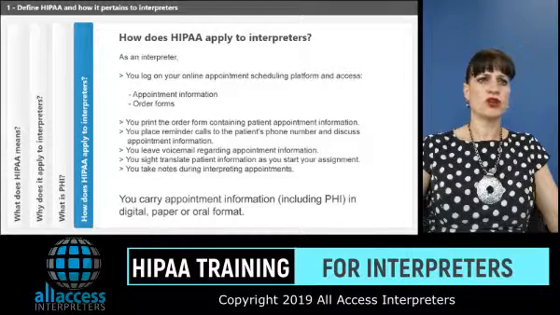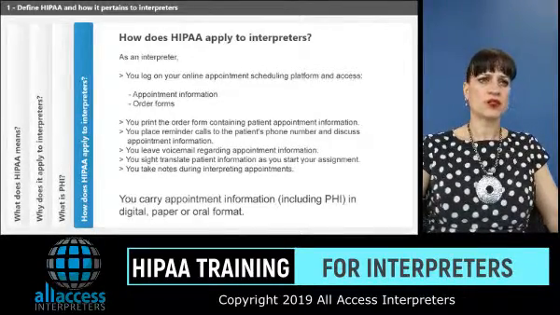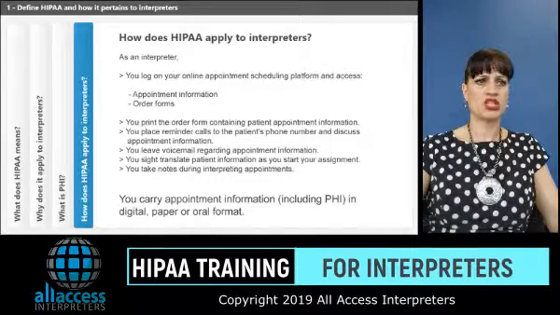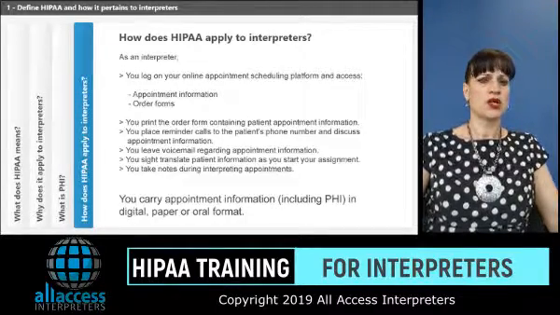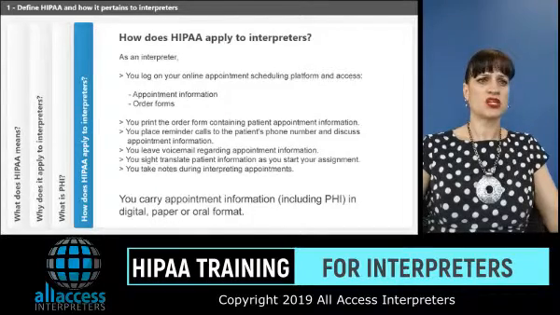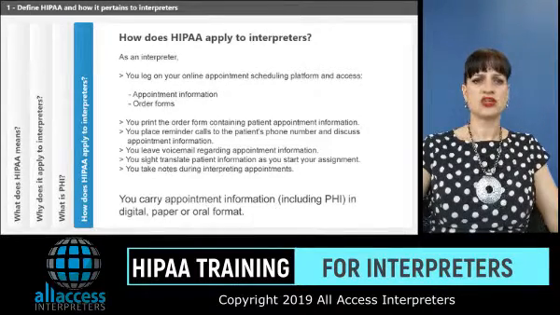How does HIPAA apply to interpreters? As an interpreter, you log into your online scheduling platform and access appointment information, order forms. You print the order form containing the patient's appointment information. You also may place reminder calls to the patient's phone number and discuss appointment information. You may leave voicemails regarding appointment information. You will do sight translation for patient information as you start your assignment. You take notes during interpreting appointments, and you carry appointment information, including PHI, in digital, paper, or oral format.